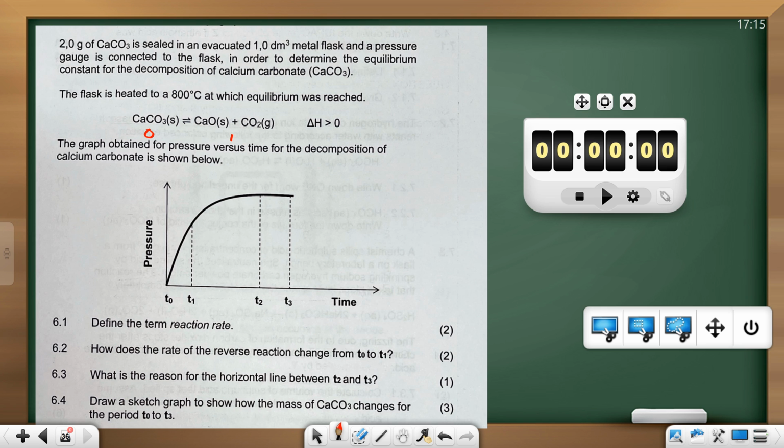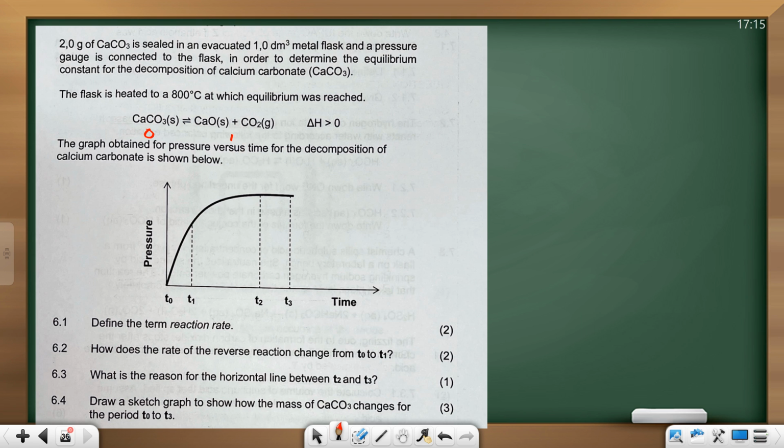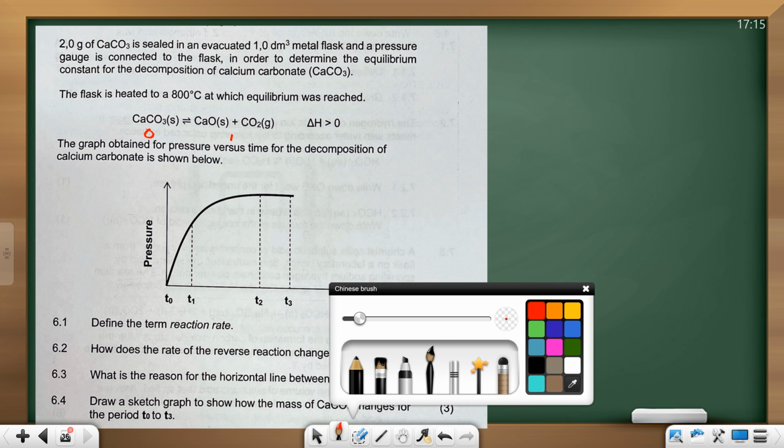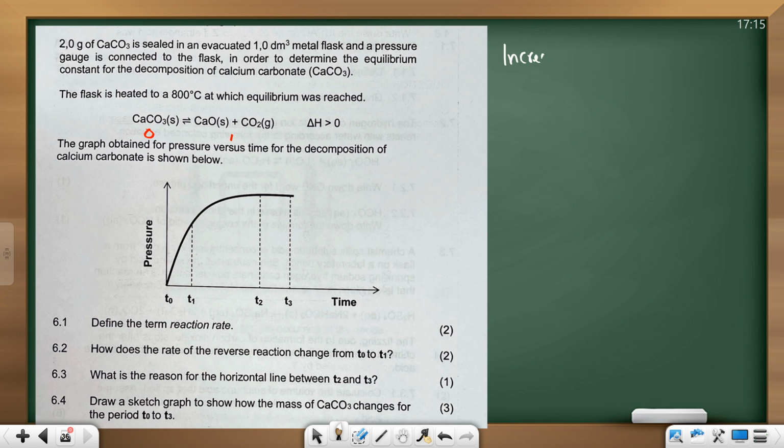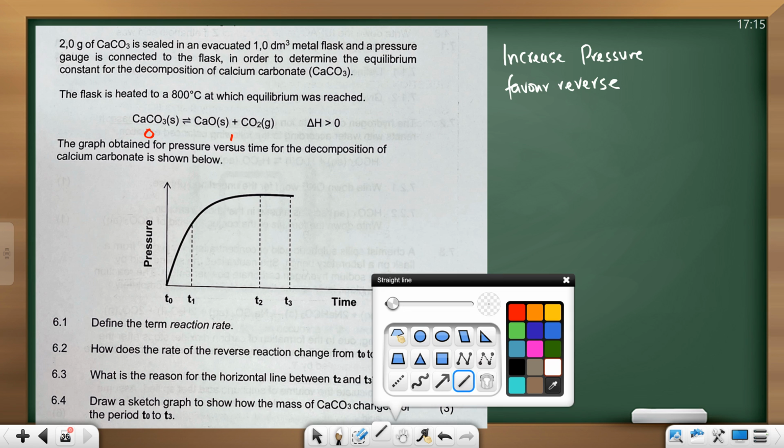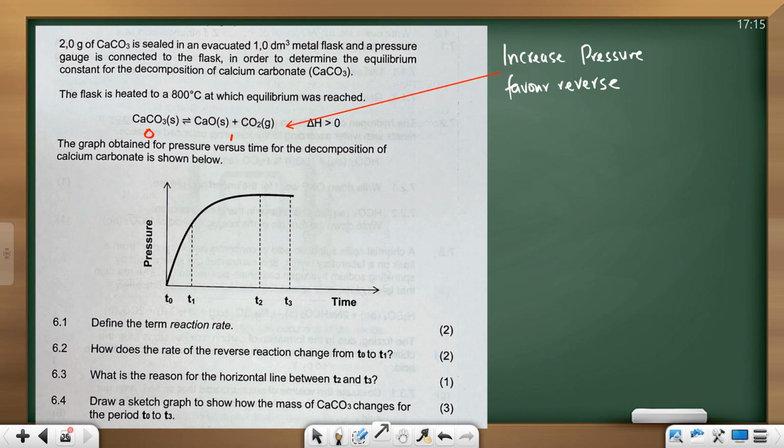The reverse. That's the side with the fewer number of what? Moles. Are you with me? Okay. So, if we increase pressure, according to this reaction, what are we favoring? We favor the reverse. Does that make sense? If we increase pressure, we favor the reverse.